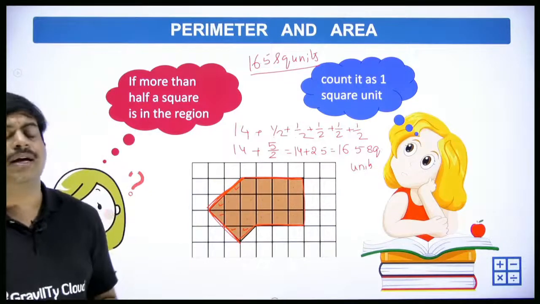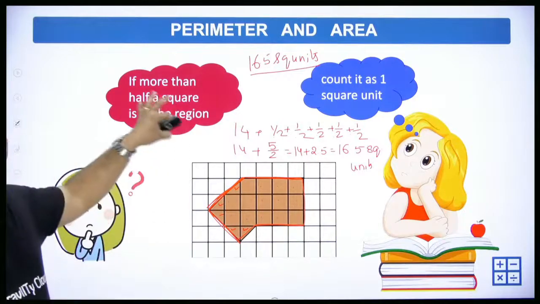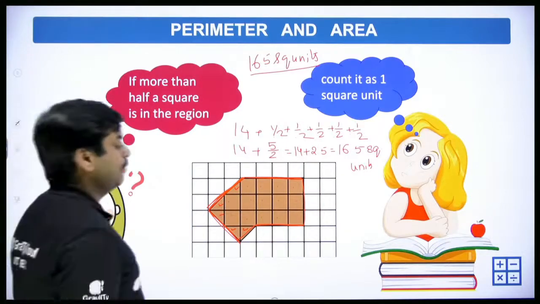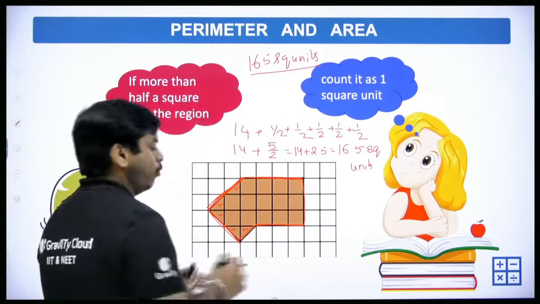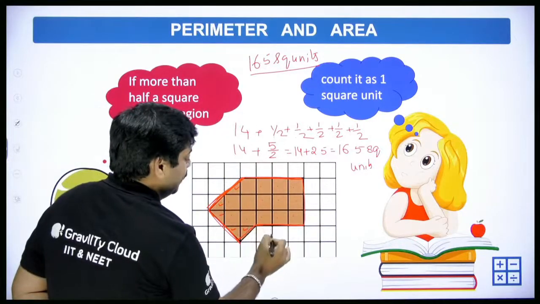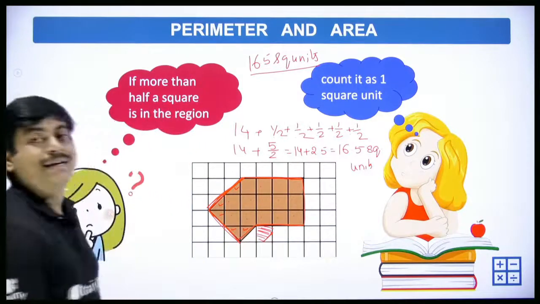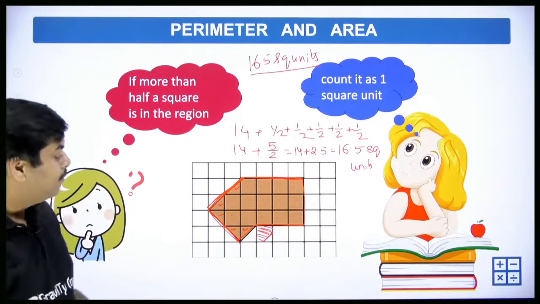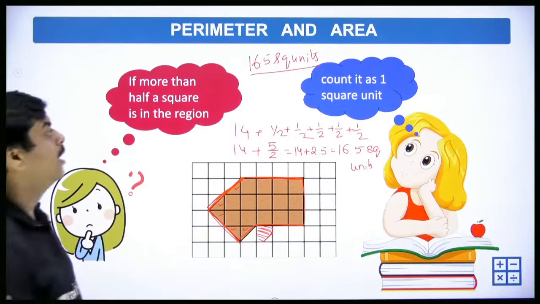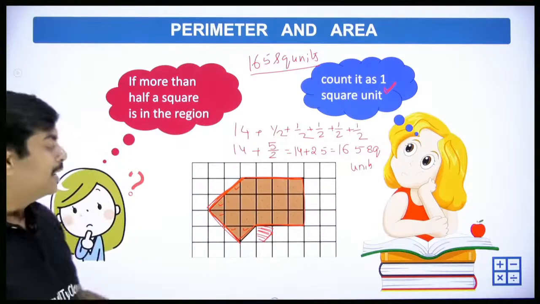But not always are the boxes exactly half. Sometimes we may not have the complete box. If more than half a square is in the region, right? In the same figure, let's say we have one more box that is included, and which is more than half. So even let's say this part is included. You can see this. It is more than half. Half means exactly in the middle. But here it is not exactly in the middle. More than half, then we can count it as 1 square unit, right?